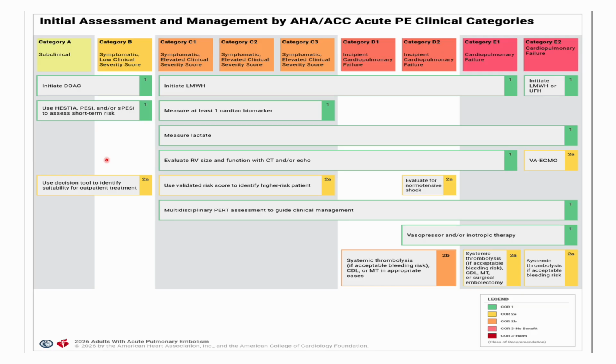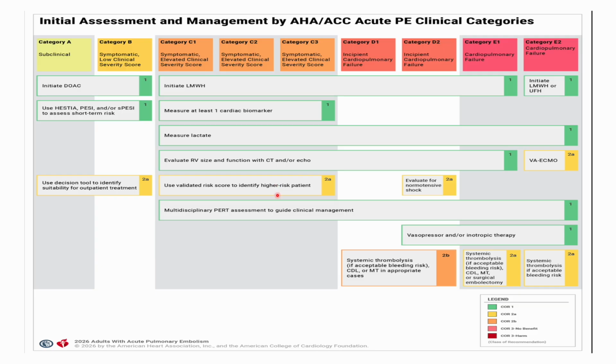In fact, right from category C1 till the end, we initiate low molecular weight heparin. So we have a standing on which heparin to use, low molecular weight or unfractionated, and we'll talk about it. But we initiate low molecular weight heparin. For category C's, we need biomarkers. So we measure at least one cardiac biomarker. We do measure lactate. Remember, we are going to rule out hypoperfusion and normotensive shock, which is throughout from category C onwards. We will evaluate all of them for RV size and function with CT and or echo.